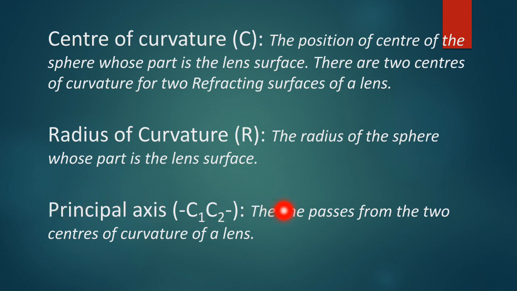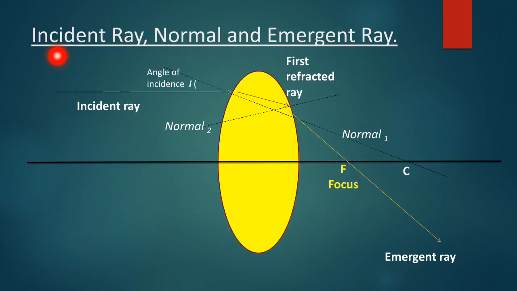Now what is the principal axis? It is the line that passes through the two centers of curvature of a lens, any kind of lens, either concave or convex. Now see how the light ray is incident on a lens and how it is refracting. Here this is the incident ray, and we are taking this ray parallel to the principal axis. At this point the light ray is incident, so we have to draw the normal here. Remember that at any point of a spherical surface, if you draw the normal, it will pass through the center of the sphere, and this is the center of curvature we have.